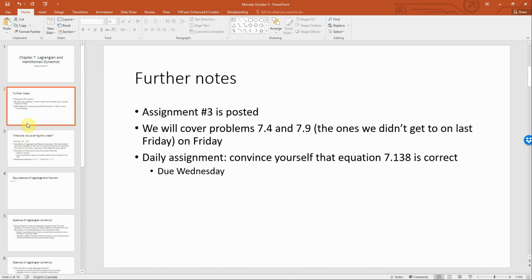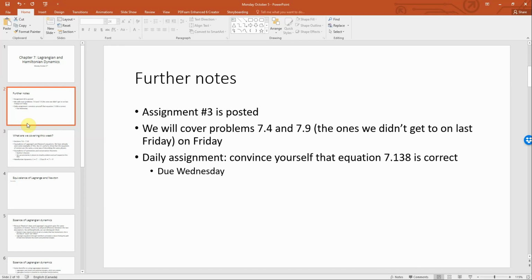So further notes, assignment 3 is now posted. I normally post the assignments Thursday night, but I had forgotten to upload it, so it is now available for you. It is due Friday. We'll be covering problems 7.4 and 7.9, the ones we didn't get to last Friday, on Friday. So you'll be able to see more examples. They're actually more relevant to what we'll be covering this week anyways.